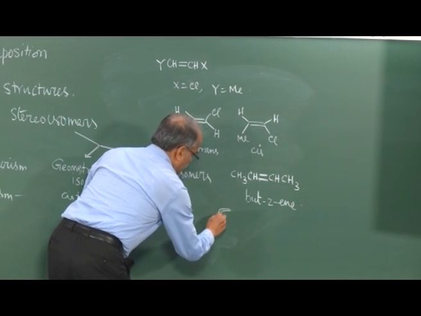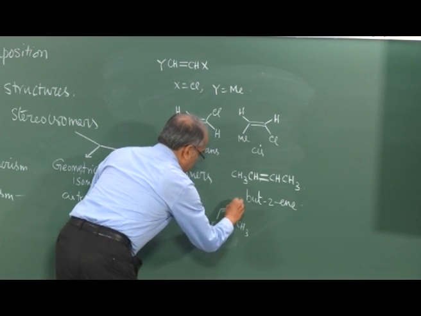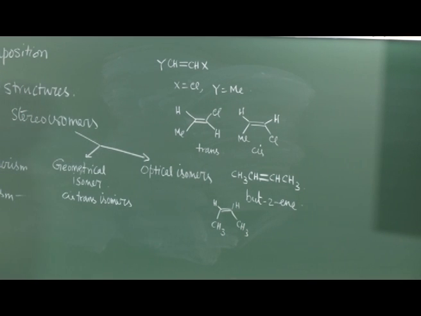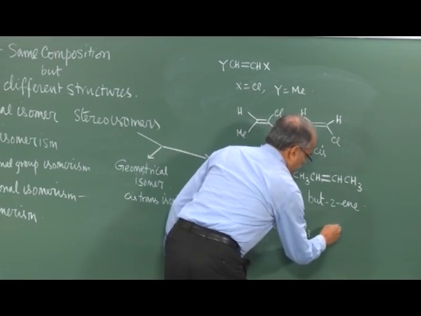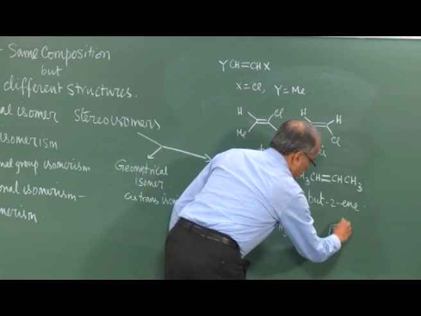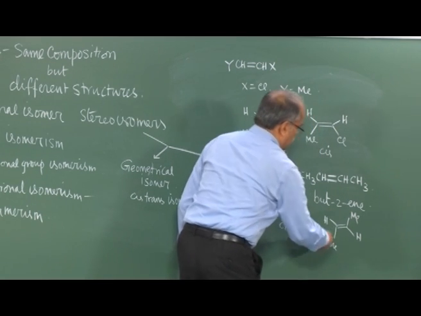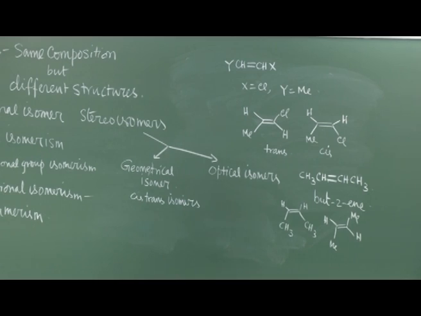The first isomer one can write with the two methyl groups on the same side of the double bond. This would be the cis-2-butene. One can also have what is known as the trans-2-butene by putting the two methyl groups on opposite sides of the double bond. That would correspond to the trans-2-butene molecule in this particular case.